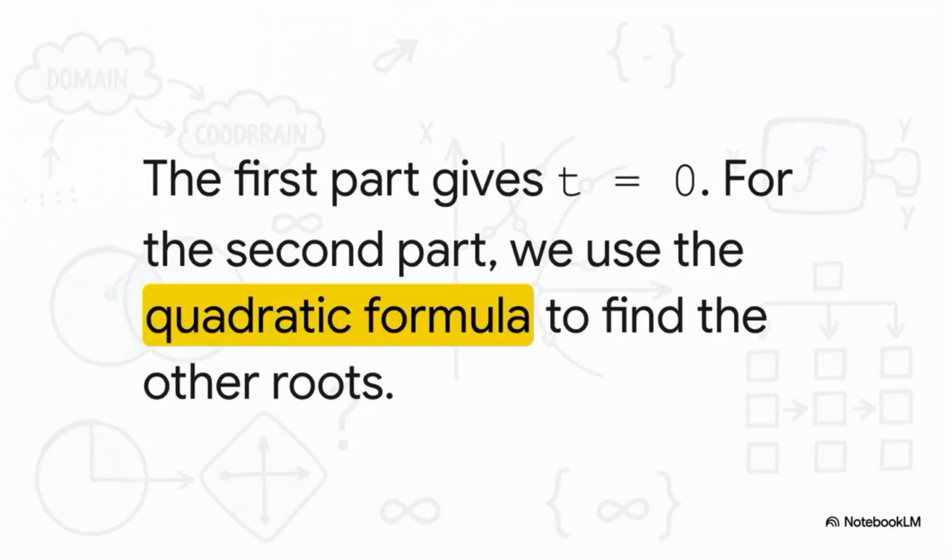And that first part is super easy, right? If 3t equals 0, then t has to be 0. Boom, that's our first root. Now, for that second chunk in the parentheses, that's a quadratic equation. And to solve that, we bring in a special tool called the quadratic formula. It's literally designed for this exact job.